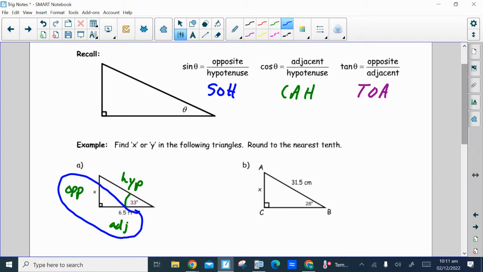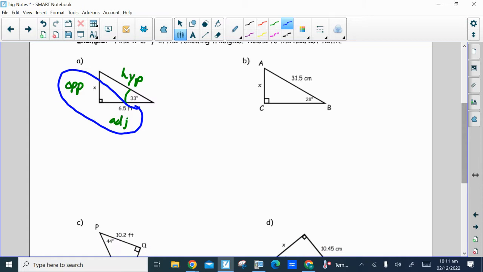Sine uses opposite but not adjacent. Cosine uses adjacent but not opposite. The only one that uses the opposite and the adjacent sides is the tan ratio. So that's the ratio we need to use here.